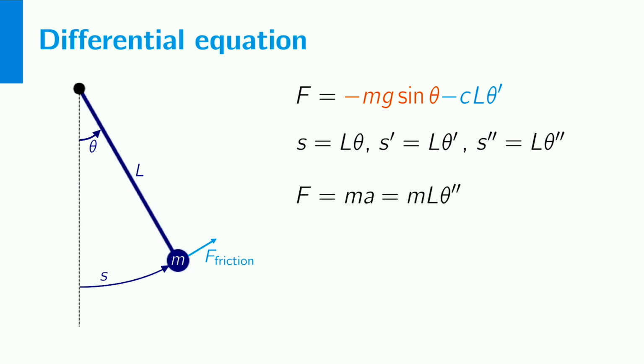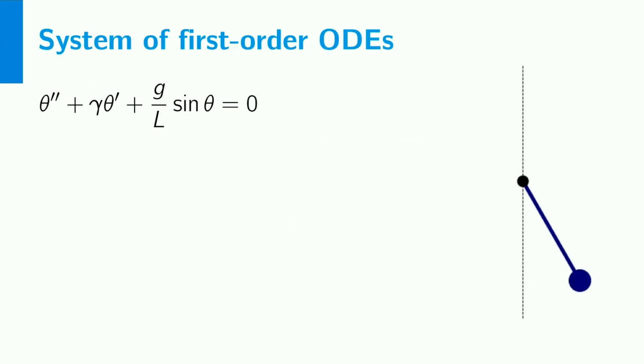Apply the second law of Newton. F equals mass times acceleration, which equals mL times the second derivative of theta. Combining these expressions and rearranging them gives us the differential equation for the pendulum. For convenience, we rename C over m as gamma. This differential equation is nonlinear because of the sine in the third term, and an analytical solution is not straightforward. So we approximate this equation by linearization.